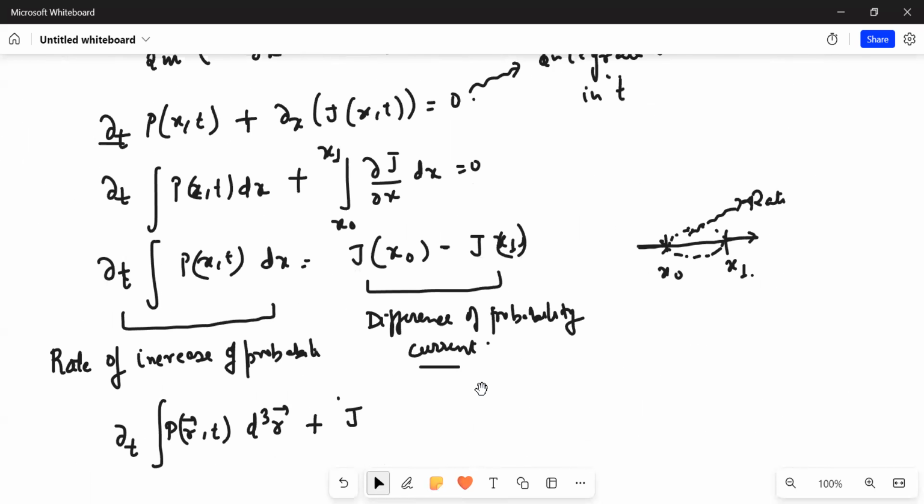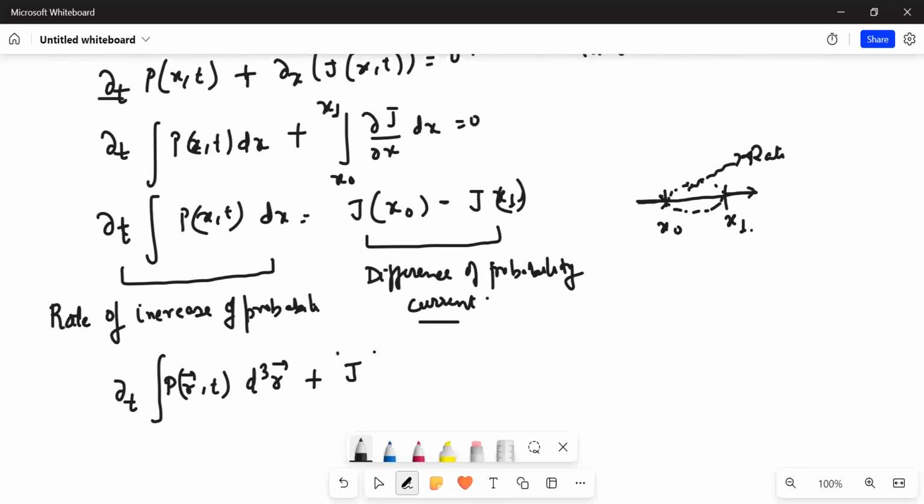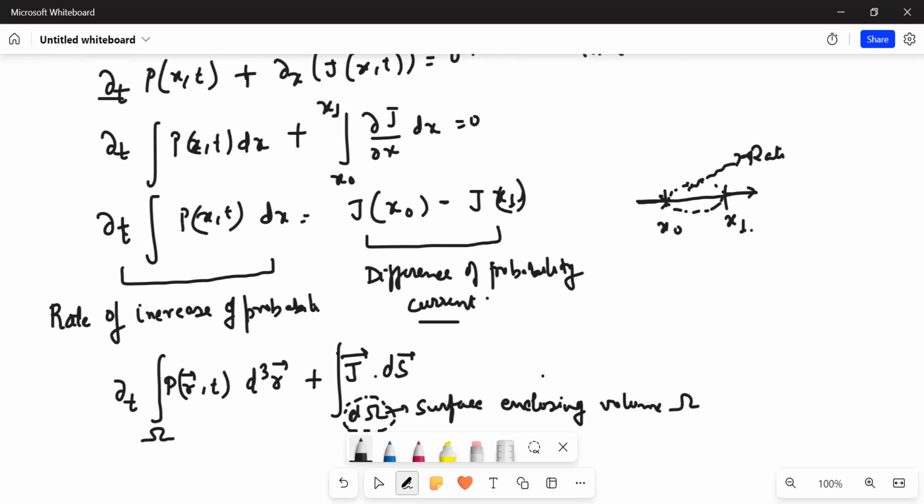Instead of writing this, I can write J vector dot dS entering some surface S, or, let's say, if I'm saying volume omega, I'll use d omega. d omega represents the surface enclosing the volume omega. So this is how I can write the same equation in 3 dimensions.